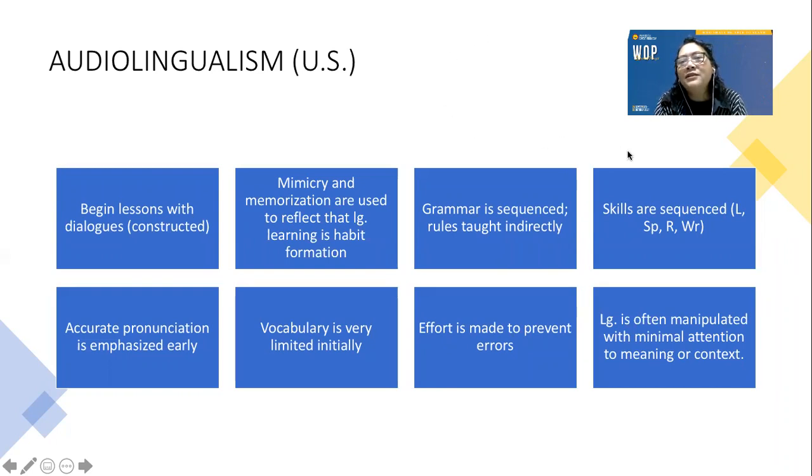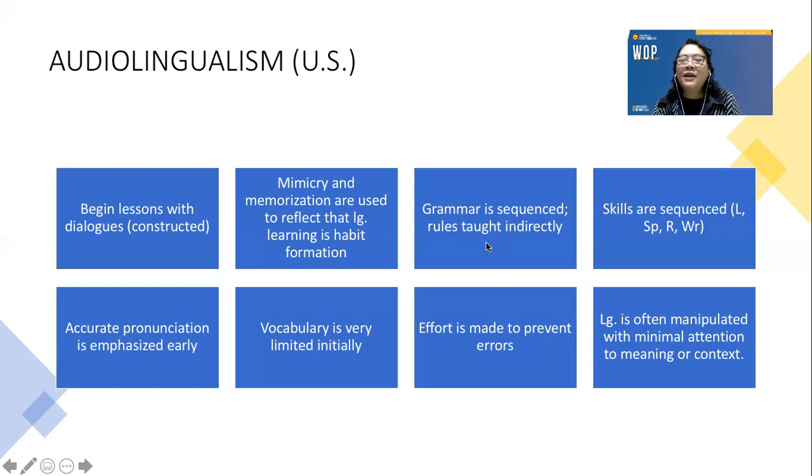All right, so now there is a slight difference. The US, of course, is another powerful country who uses English as a native language, so from the UK and from the US. Now, this is the feature of the audiolingualism which is used in the US. If we take a look at that, it almost looks the same. So here, lessons begin with a dialogue. Just now we learned kind of different. You begin it also with a conversation. Sama aja sih. Lessons begin with a dialogue, and then the same here, mimicry and memorization are used to reflect that language learning is a habit formation. Same, because they use the audiolingual.